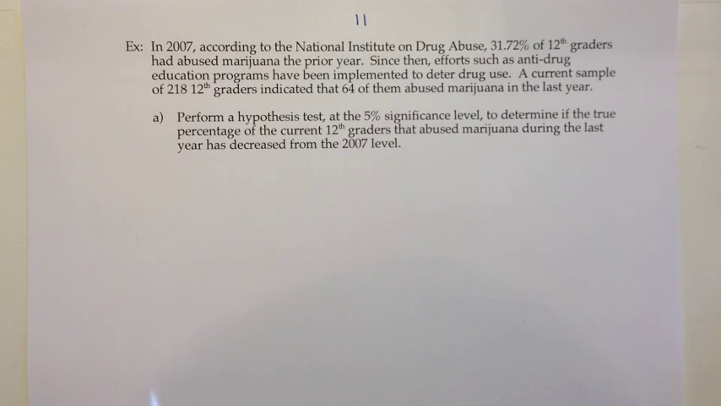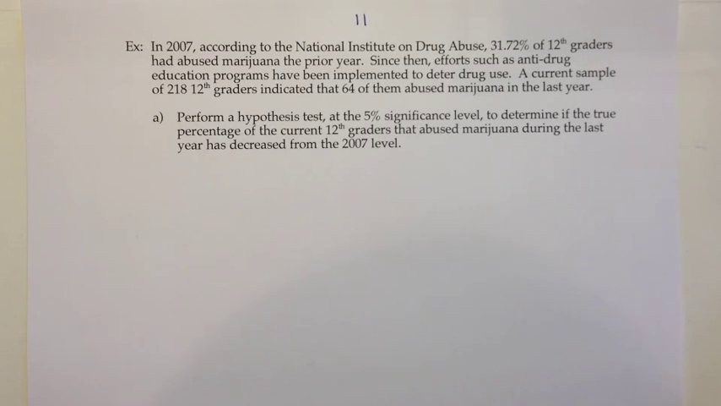Okay, finishing up section 9.2, let's go ahead and look at one more example of a hypothesis test. Example: in 2007, according to the National Institute on Drug Abuse, 31.72% of 12th graders had abused marijuana the prior year. Since then, efforts such as anti-drug education programs have been implemented to deter drug use. A current sample of 218 12th graders indicated that 64 of them abused marijuana in the last year.